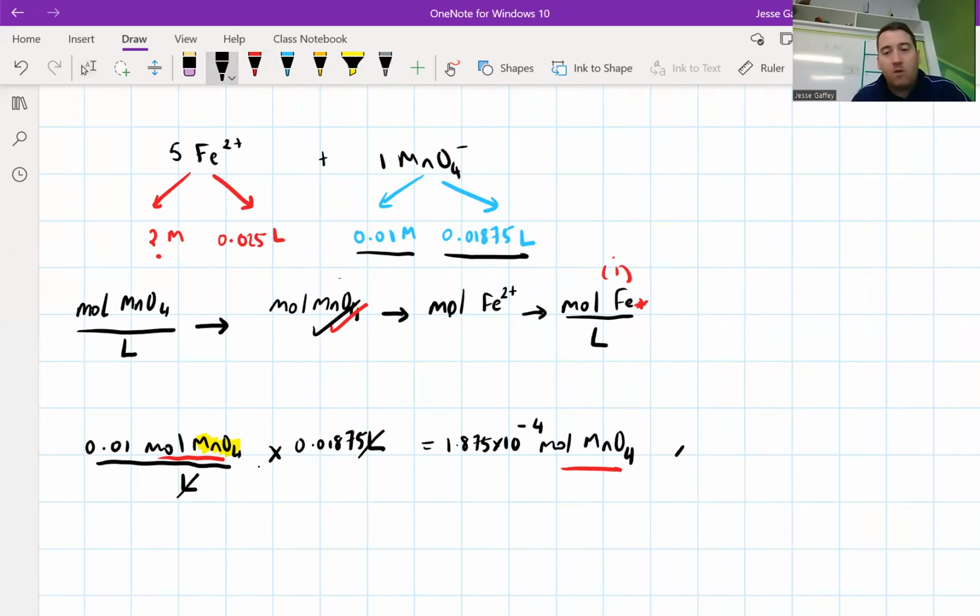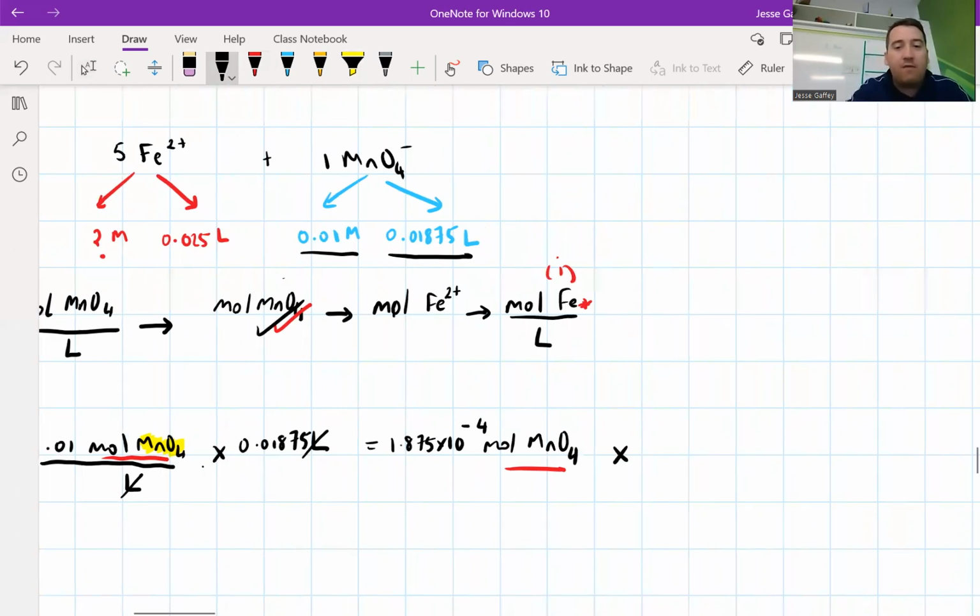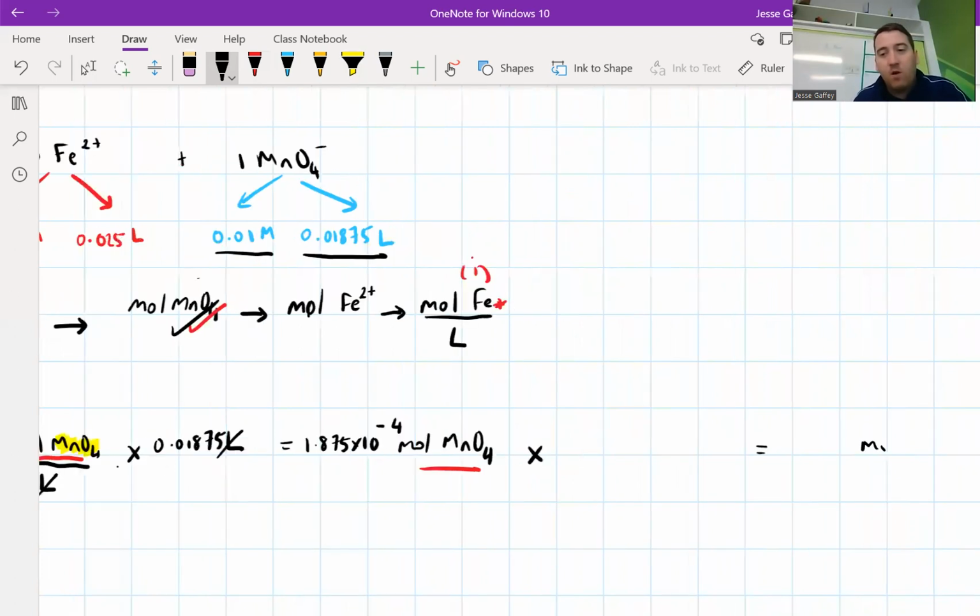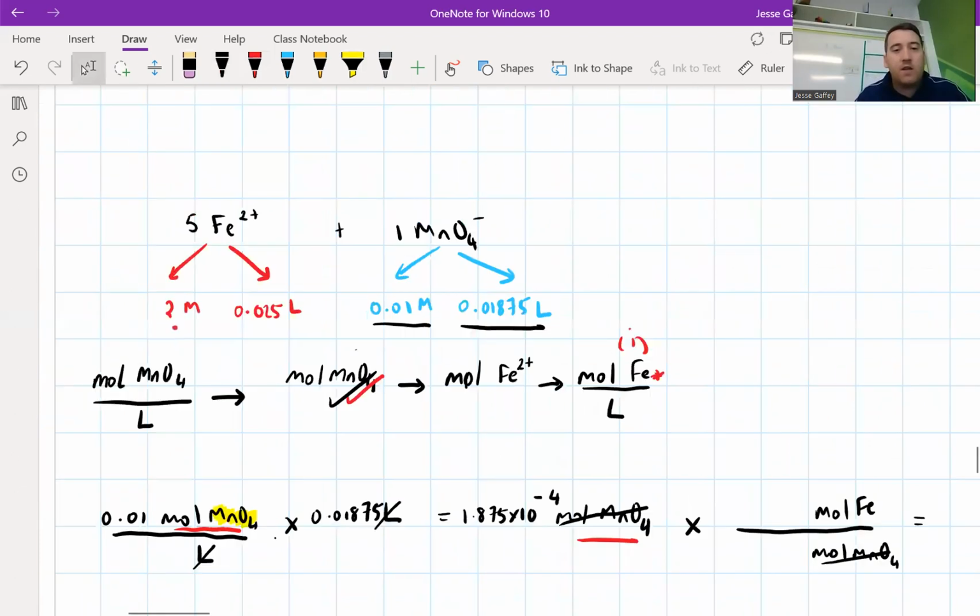Okay, so at this stage, we want to multiply. We want to leave ourselves with moles of Fe as our answer. At the moment I've got moles of MnO4, so I need those to cancel. I'll put MnO4 in the denominator of this fraction and cancel that, and that means I want moles of Fe on top, so that'll leave me with moles of Fe in my answer. So the next thing I'm going to do is go to my equation and see what the ratio is.